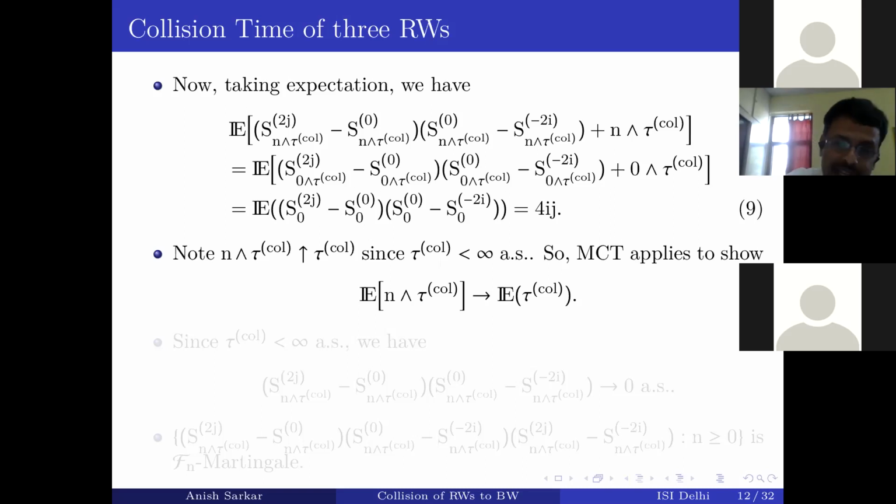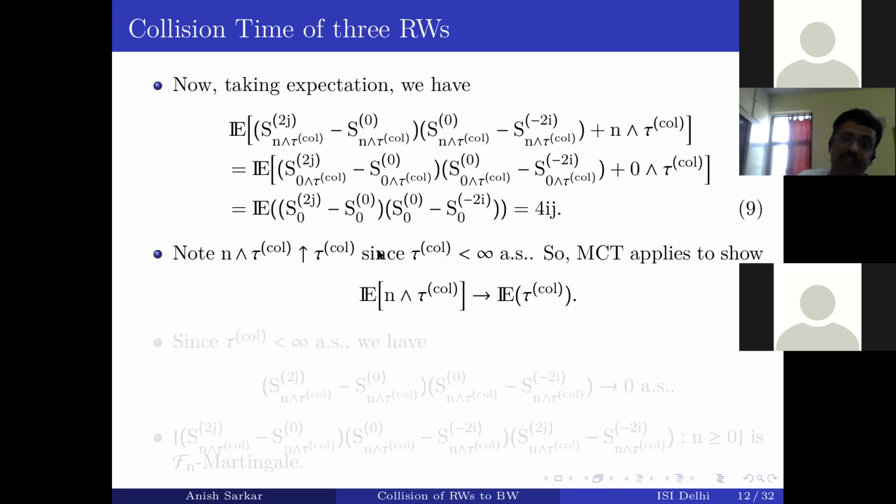We can show directly that tau collision is finite, but I don't want to go into that. Tau collision is finite because one of the two pairs will meet. That is obviously smaller than the time that the first two meet, and we know that the first two will meet for sure. So therefore, this is finite almost surely.